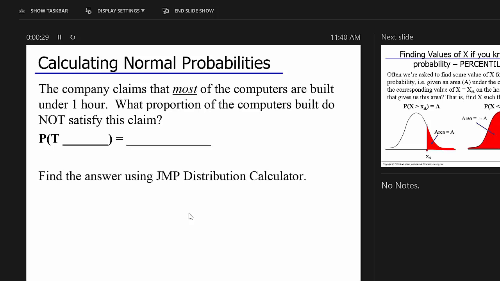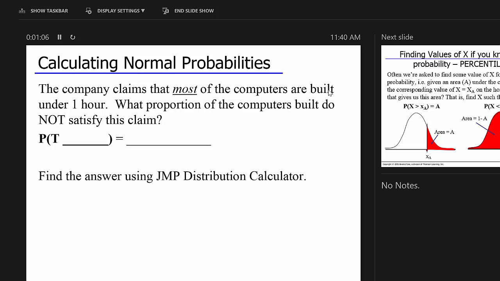Here is another question. Let's see if I can actually switch back to JMP. The company claims that most of its computers are built under 1 hour. What proportion of computers built do not satisfy this claim? What does that mean? That means I'm looking for the probability that the time to assemble a computer is under 60 minutes, yeah. What's the proportion of computers that do not satisfy? So they're built over 60 minutes, right?